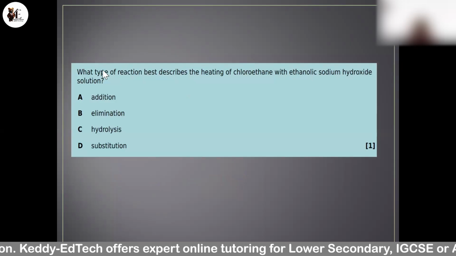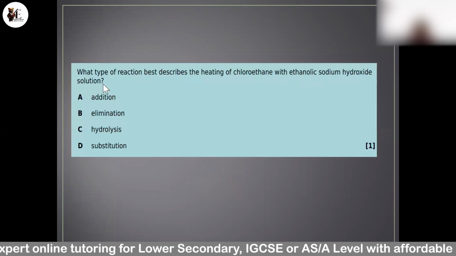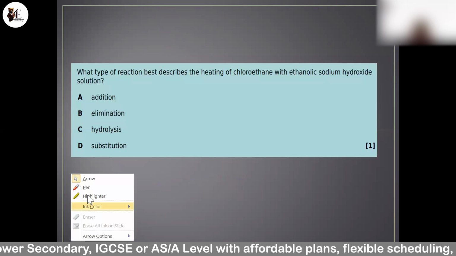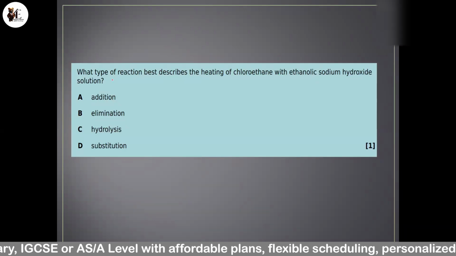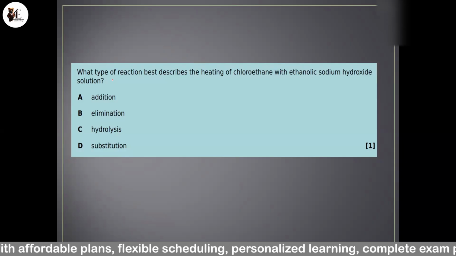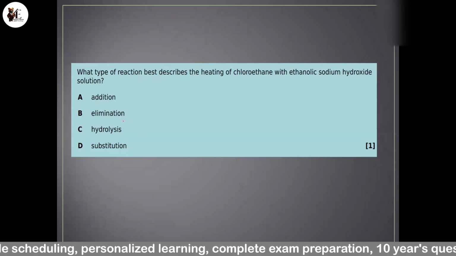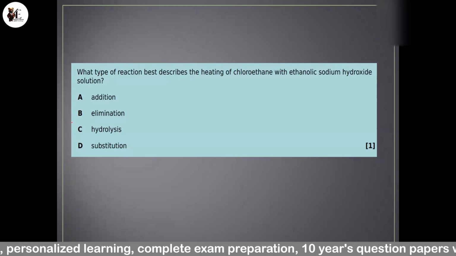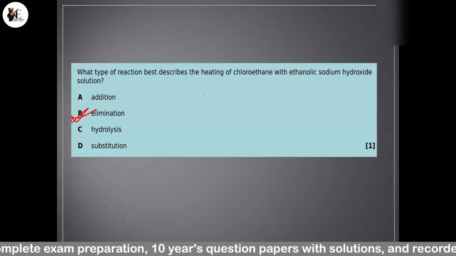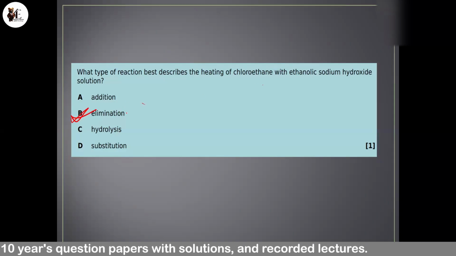Please answer this question. What type of reaction best describes the heating of chloroethane with ethanolic sodium hydroxide solution? Which option should be correct? This is the 1 mark MCQ. What should be the correct answer? Is it elimination? Yes, it is an elimination reaction. So the reaction of heating chloroethane with ethanolic sodium hydroxide solution is an elimination reaction. So I hope it's clear.